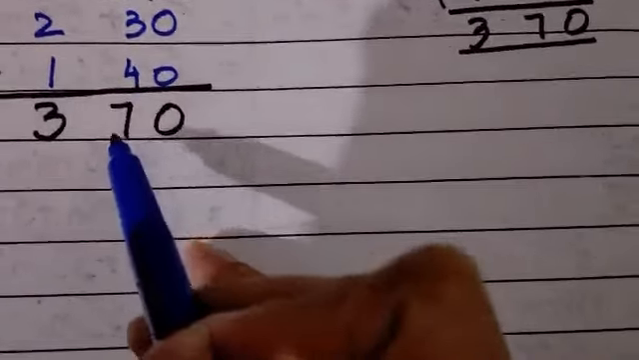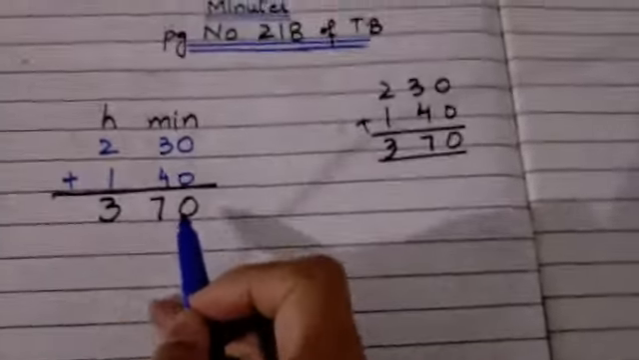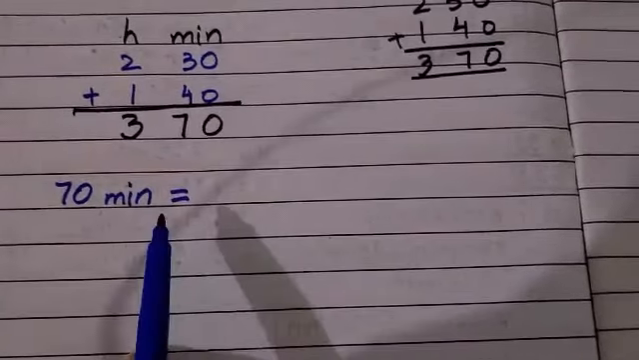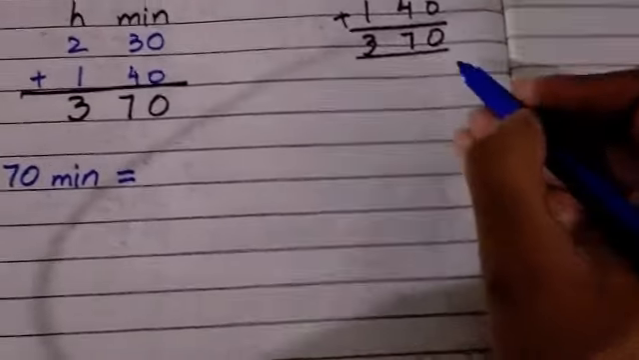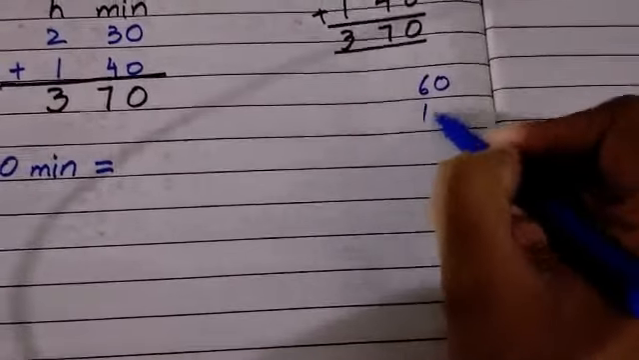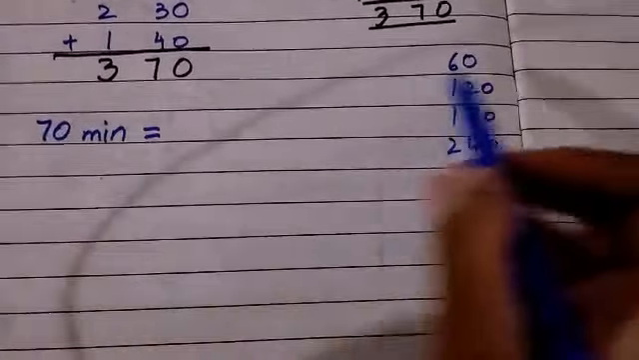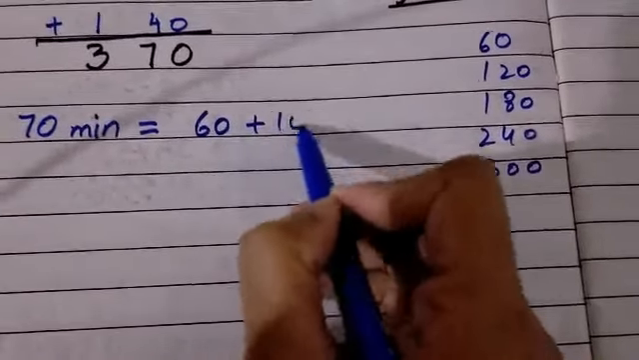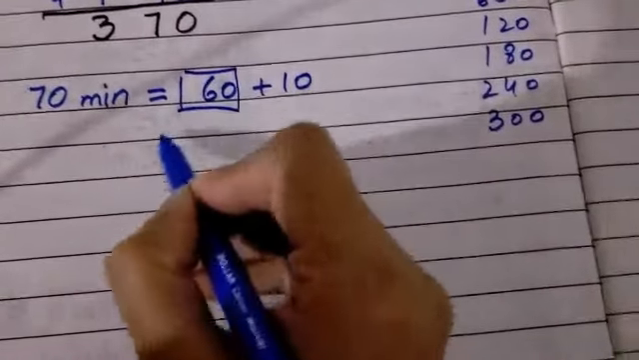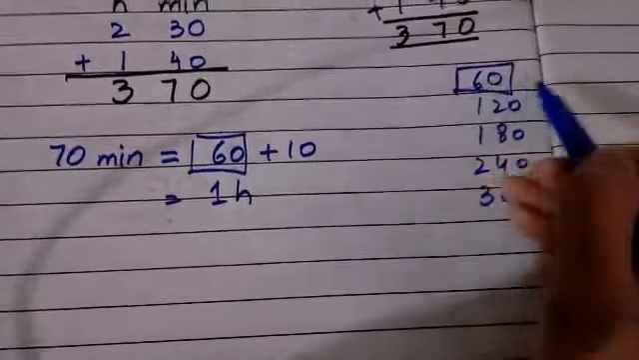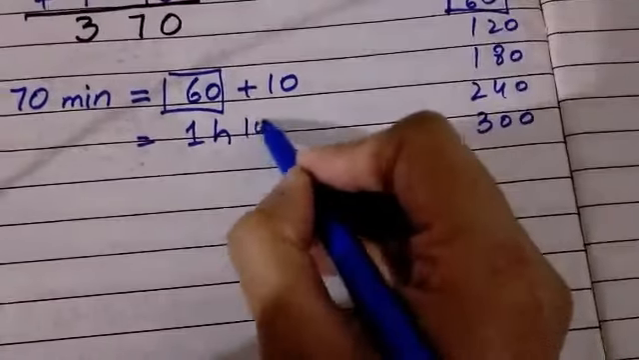and 70 minutes. But there is no hour that contains more than 60 minutes. This is the 70 minutes. That means you have to convert these minutes into hours and minutes. Do you remember the table of 60? 60, 120. 60 is the nearest to 70. You will split this into 60 plus 10. And can you write 60 minutes as 1 hour? Because 60 is in the first position of the table of 60, 1 hour and 10 minutes.